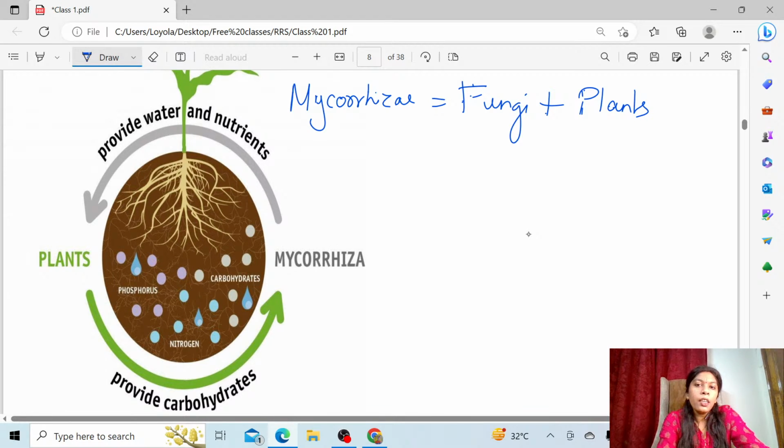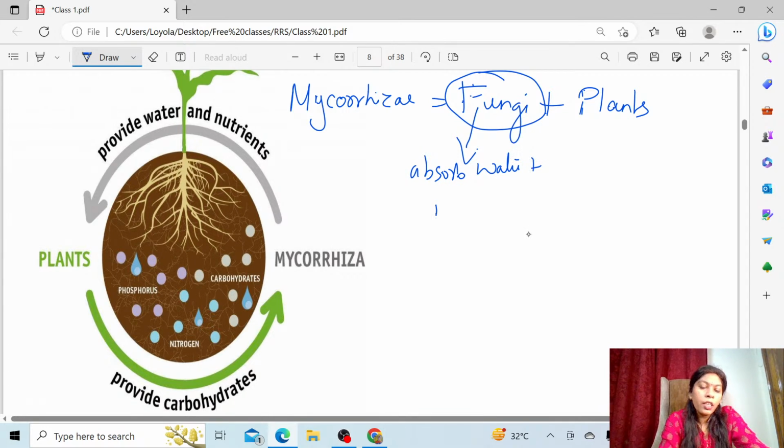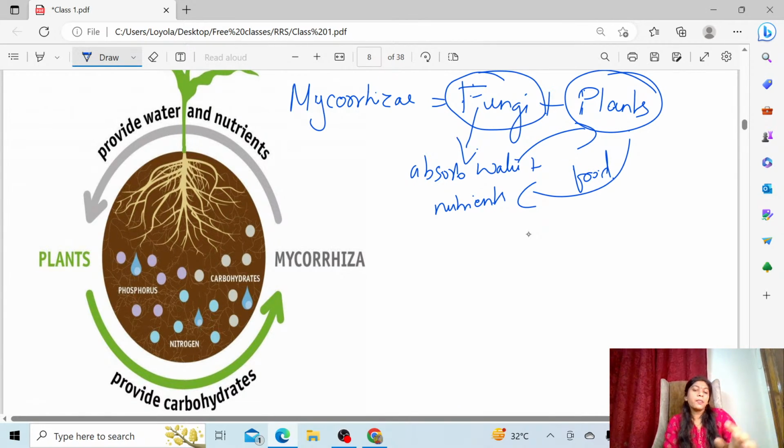This fungi will not fix atmospheric nitrogen, but in turn they will absorb water and nutrients for the plants. Okay, it will help in absorbing water and nutrients, moisture and all. And plants will give food in exchange. So in this way, they are living together.